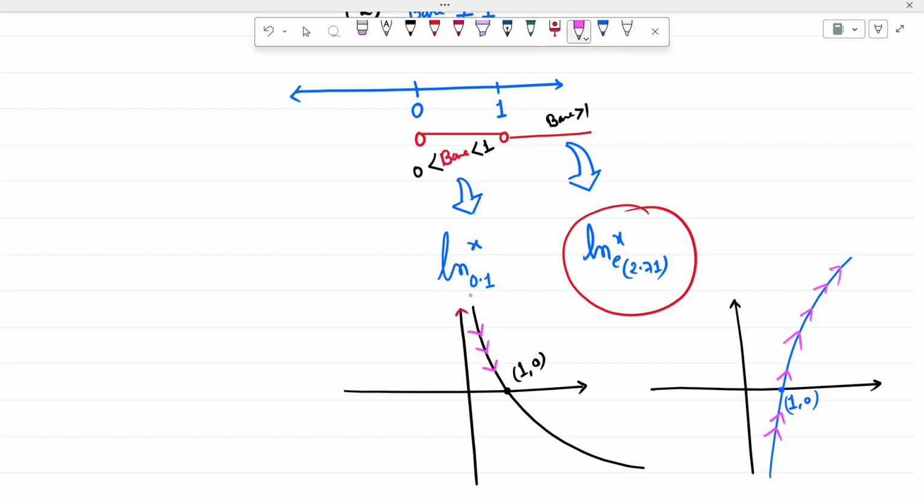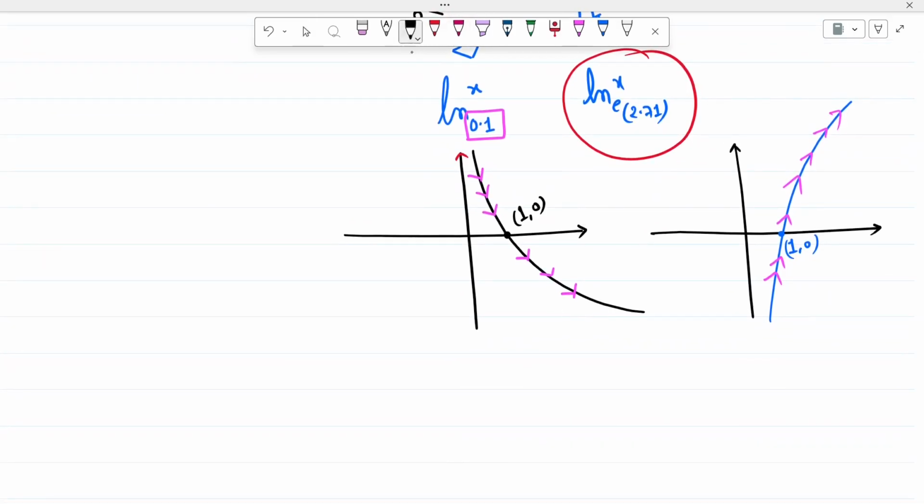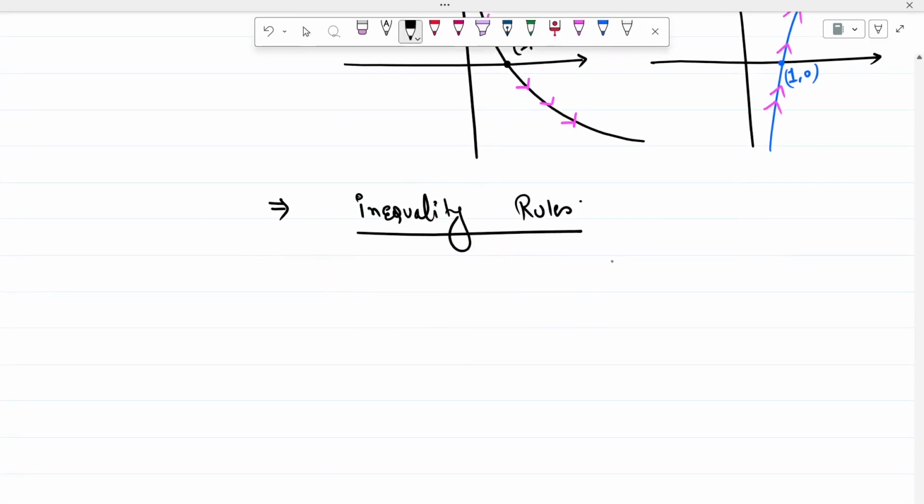So if your base is between 0 and 1, your graph will look like this. And if your base is greater than 1, your graph will look like this. Is it okay? There will be other linking for this kind of concept: the inequality rules. We have discussed the inequality rules. So for the inequality rules, we have many fundamental rules to add, subtract, multiply, divide. For example, reciprocal, right? You know all these rules, right?